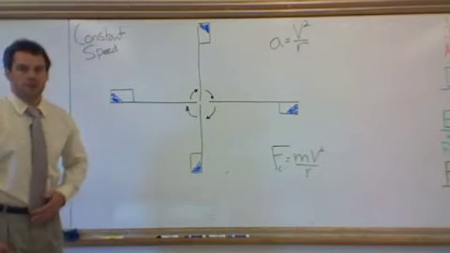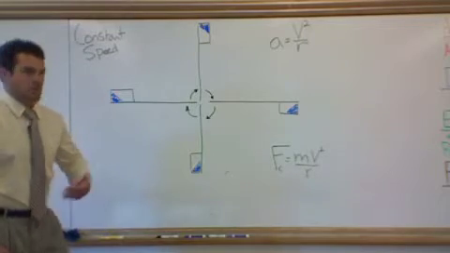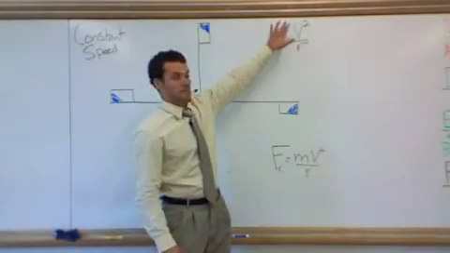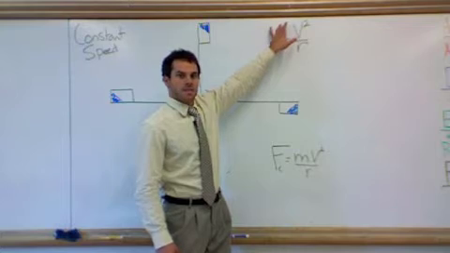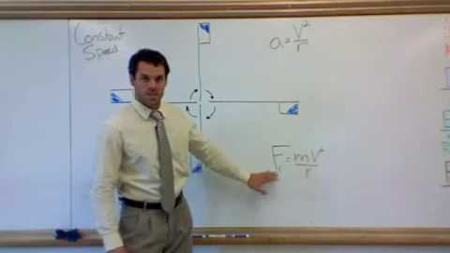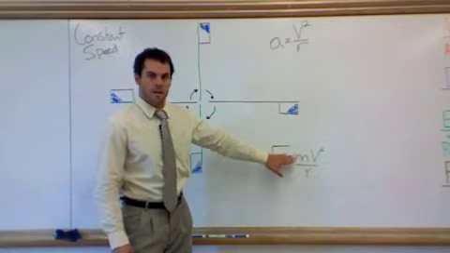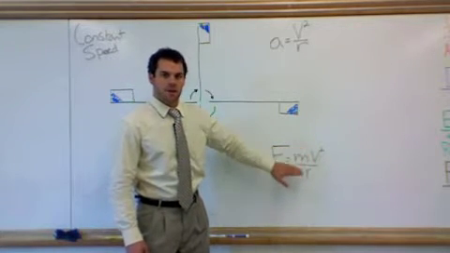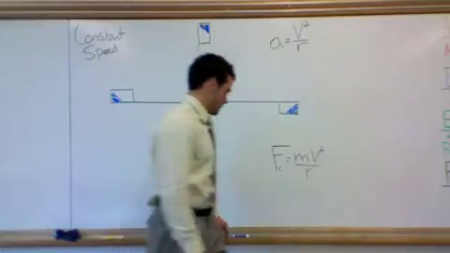We know for things moving in a circular motion, the centripetal acceleration depends on the radius and the speed that it's moving. And by using that, we can come up with the centripetal force acting on an object, which depends on the mass, the speed that the object is moving, and the radius.